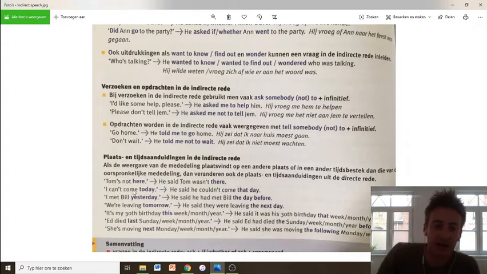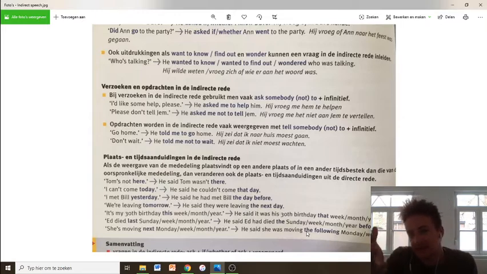Same goes for I can't come today. This becomes he said he couldn't come that day, right? I met Bill yesterday. This yesterday becomes the day before. Tomorrow becomes the next day, and so on. This week becomes that week. Last Sunday becomes the Sunday before, and next Monday becomes the following Monday. This actually makes sense, but it might be kind of difficult to remember this. So this is something that you would really have to study.